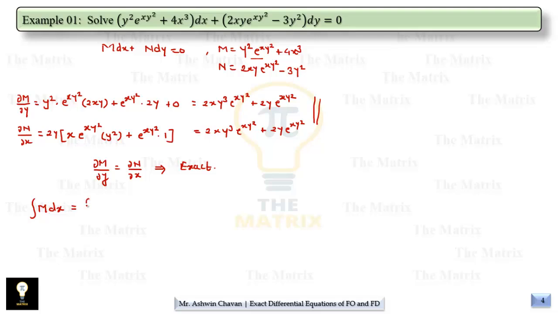So this is the integral of (y square e to the power xy square plus 4x cube) dx. So y square is constant. The integral of e raised to xy square is e raised to xy square upon the derivative of the power, that is y square, partial derivative, plus 4x cube with respect to x gives us 4x raised to 4 upon 4 plus c1. So there is cancellation of y square here. So we get e to the power xy square plus x raised to 4 plus c1.